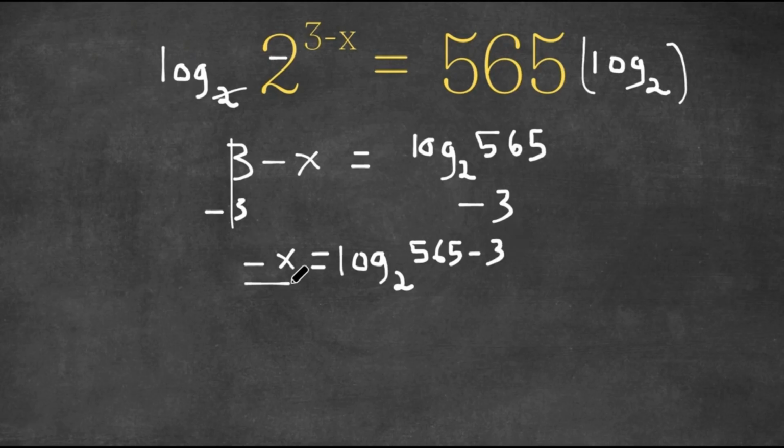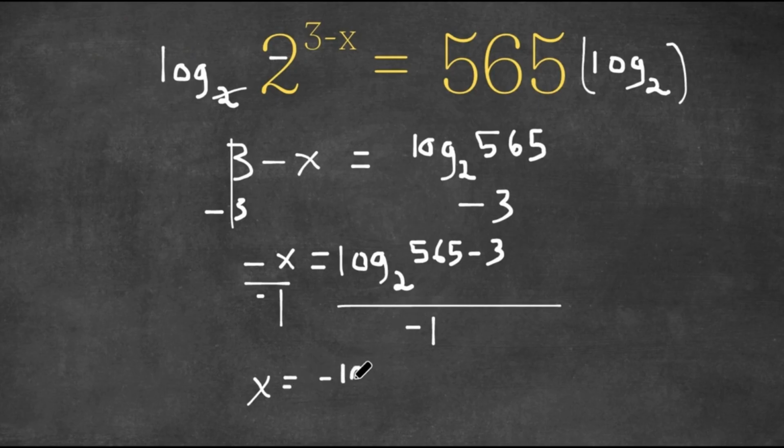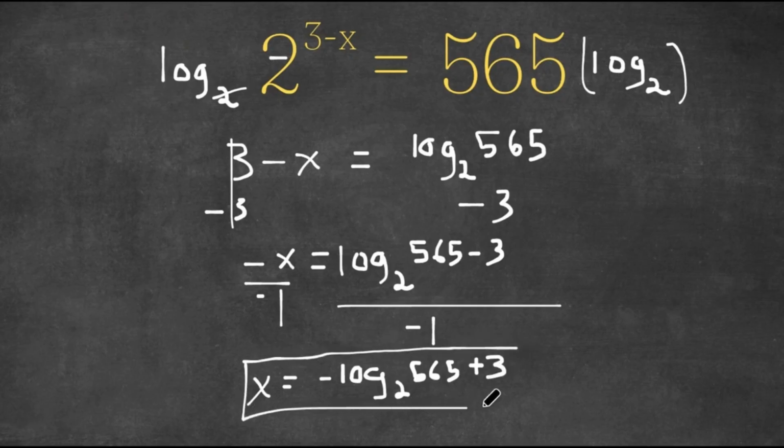And now if I divide by negative 1 on both sides, so I could just get positive x, I would get x is equal to negative log base 2 of 565 plus 3. So this is our answer.